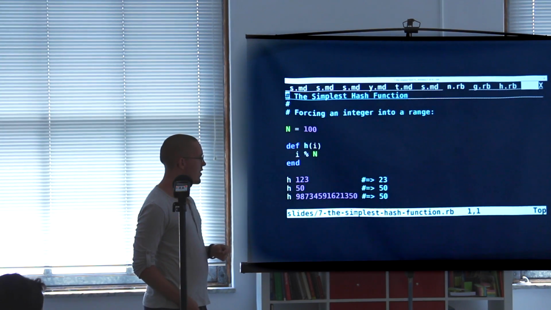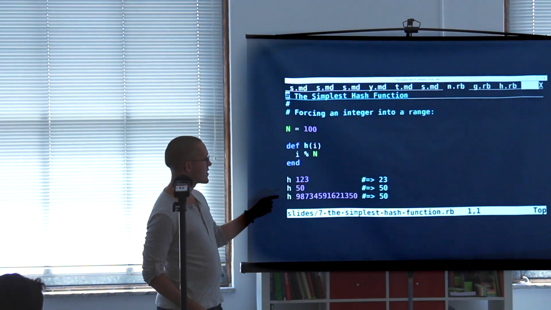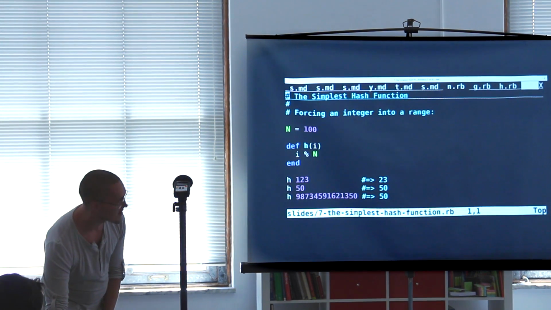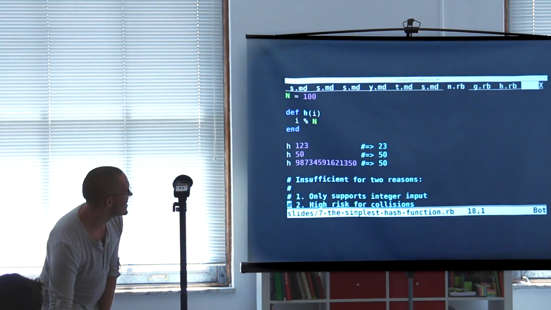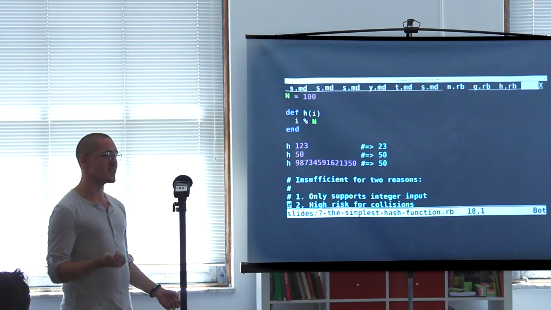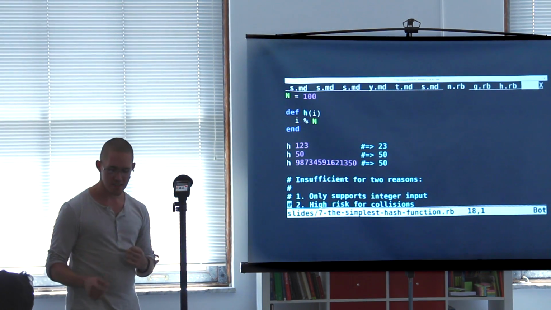It has some problems though. It has quite a lot of collisions. So actually everything that ends in 50 will have the hash 50. It's not very good. So it's insufficient for two reasons: it only supports integers, and it has quite a high risk of collisions.